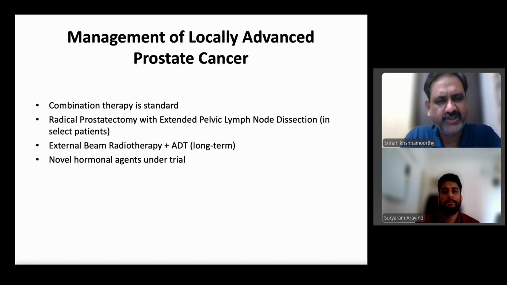Or by and large, you can give external beam radiotherapy with androgen deprivation therapy for a longer term, 9 months or so. And then there are certain hormones which come in, but that is not required.